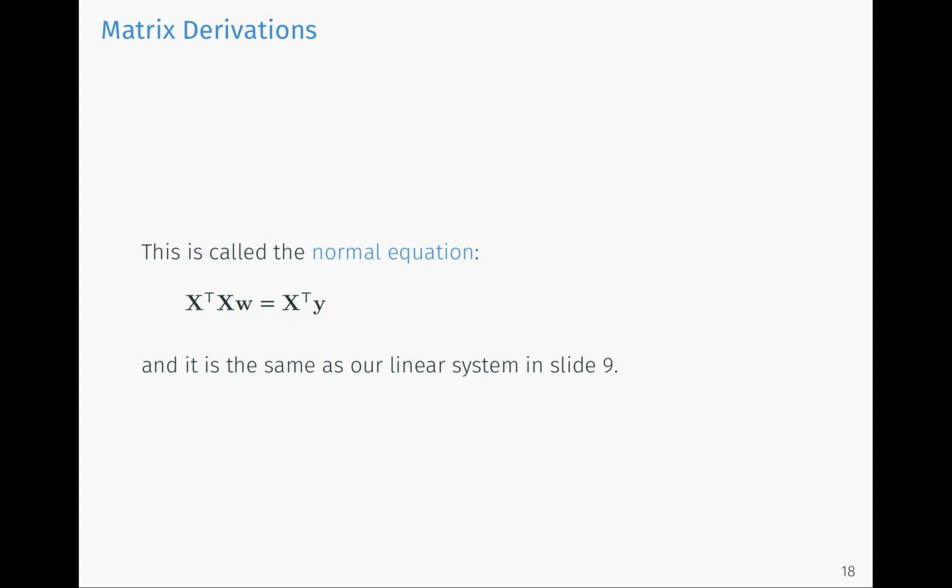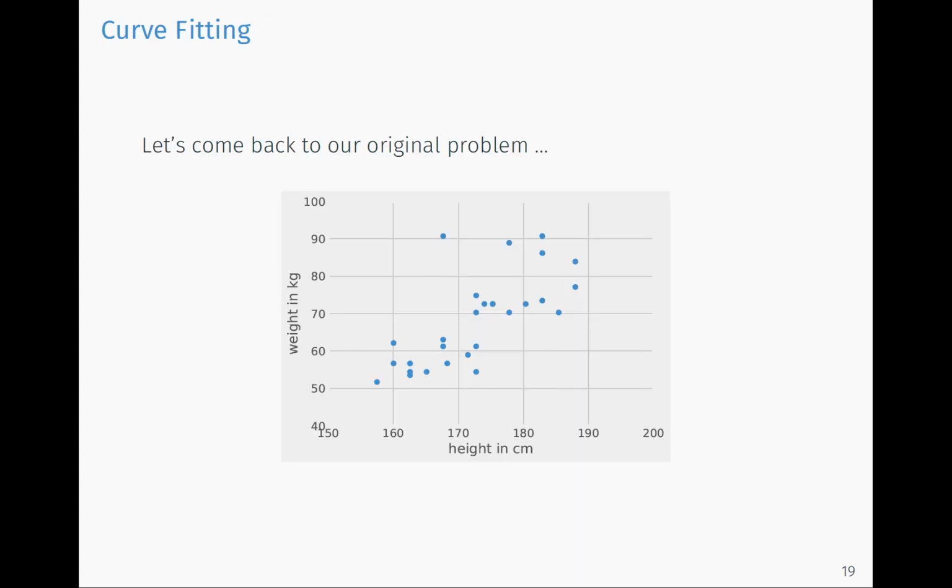X transpose X is a square matrix of size P plus 1 by P plus 1, so the size of your parameter. You can solve that using any kind of linear solver, very efficient, and you get there, all right? So going back to our original problem, I'm just going to do the first curve fitting, and then I'll leave that for tomorrow and more interesting bits.